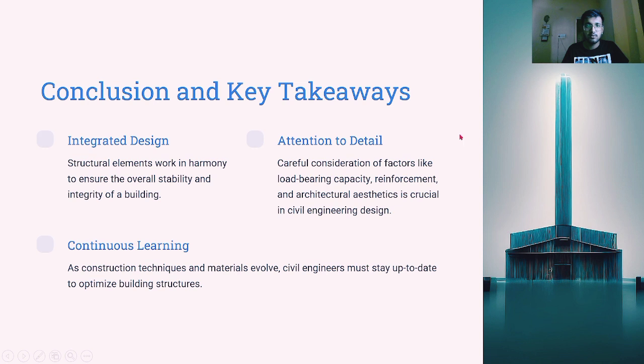So we have come to the end of the video, where we are going to talk about the conclusion and key takeaways. First, we have integrated design, which brings structural elements into harmony to ensure overall stability and integrity of a building. Attention to detail: careful consideration of factors like load-bearing capacity, reinforcement, and architectural aesthetics is crucial in civil engineering design. Continuous learning: as construction techniques and materials evolve, civil engineers must stay up to date to optimize building structures.